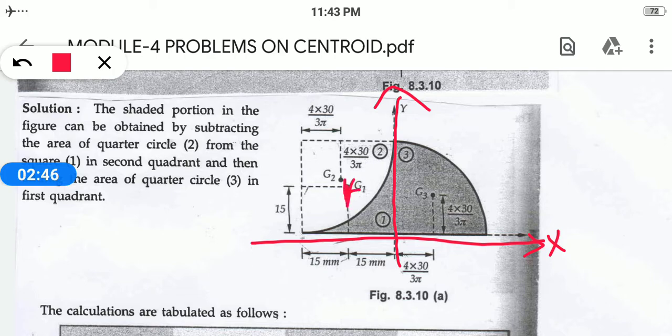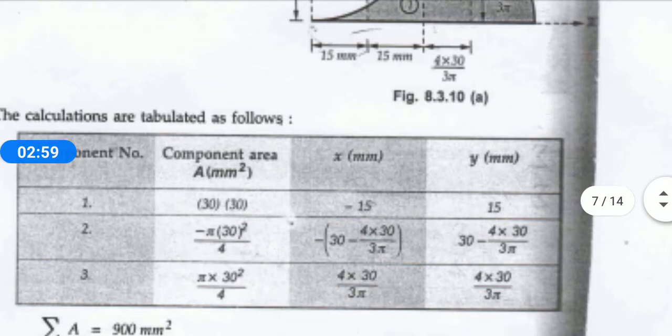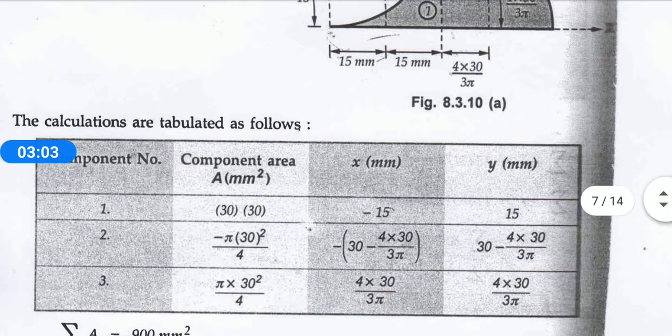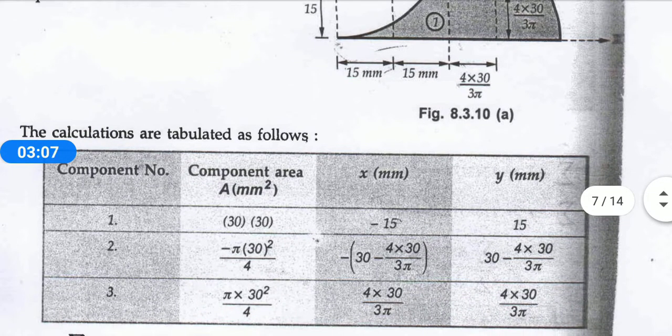It is equal to b divided by 2. So the distance will be 15, but it is in the negative direction of your axis, so that is minus 15. That is what they have mentioned here, minus 15. The y value has also been given as 15. It is in the positive direction from the x-axis, so it is directly 15.